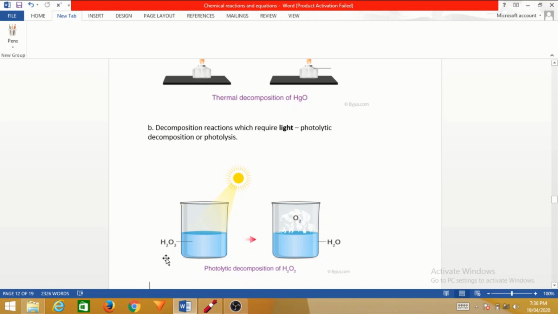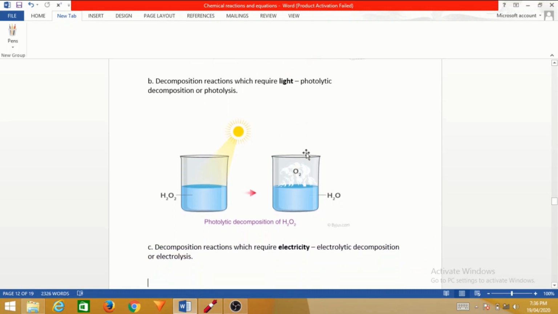So in this case, if you keep it in light, which kind of light? Here you can see sun. That means in presence of sunlight, it will decompose, it will break. H2O2 will break. And what it gives? It gives H2O and O2, that is water and oxygen. So for this breaking, you need light energy, and it is called photolysis.